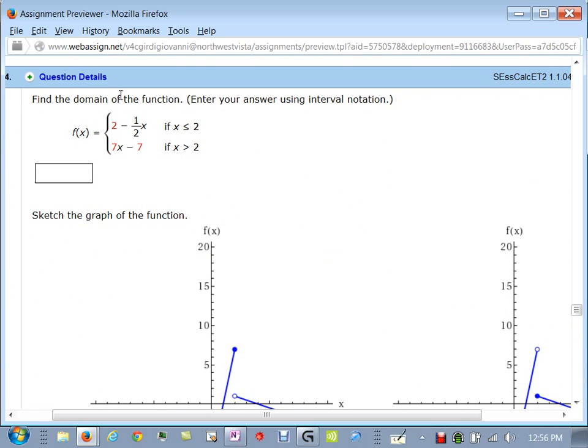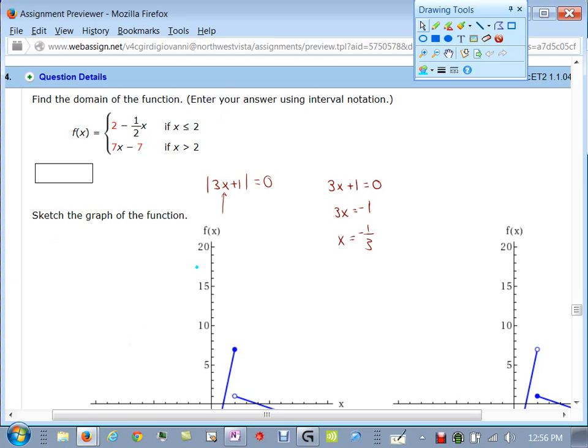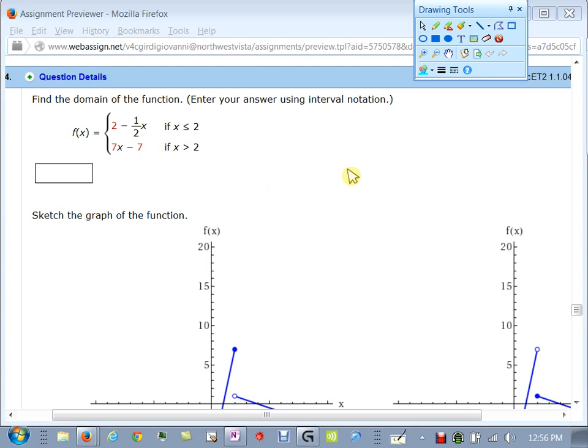So first, what I'd like for you to see on this, where did my cursor go? There we go. Lost my cursor there. Domain of this, I can plug any value I want of x into here because it's a linear function. Here it's a linear function. So these are both defined everywhere.